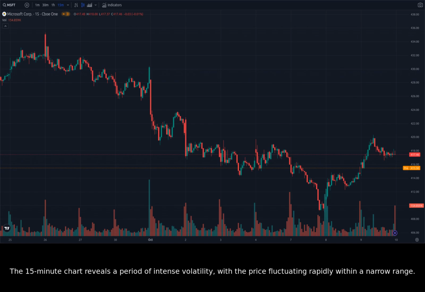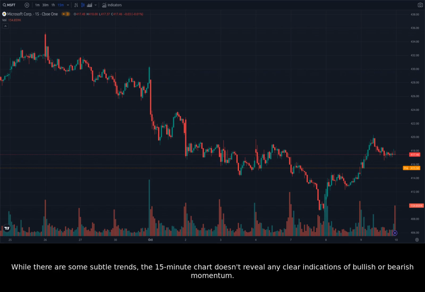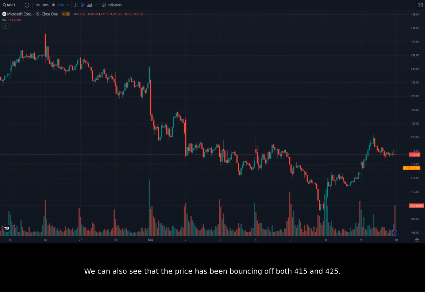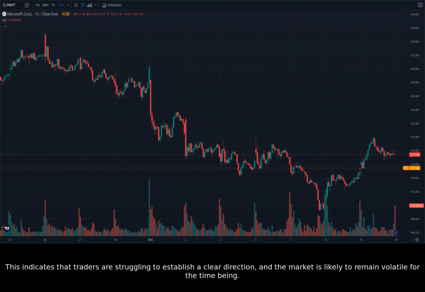The 15-minute chart reveals a period of intense volatility, with the price fluctuating rapidly within a narrow range. This kind of price action is typical of a market in a state of uncertainty. While there are some subtle trends, the 15-minute chart doesn't reveal any clear indications of bullish or bearish momentum. We can also see that the price has been bouncing off both 415 and 425. This indicates that traders are struggling to establish a clear direction, and the market is likely to remain volatile for the time being.